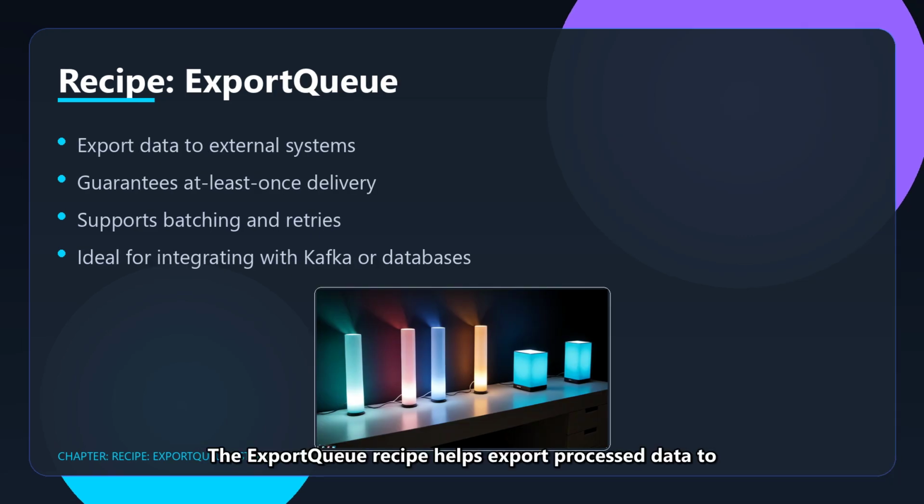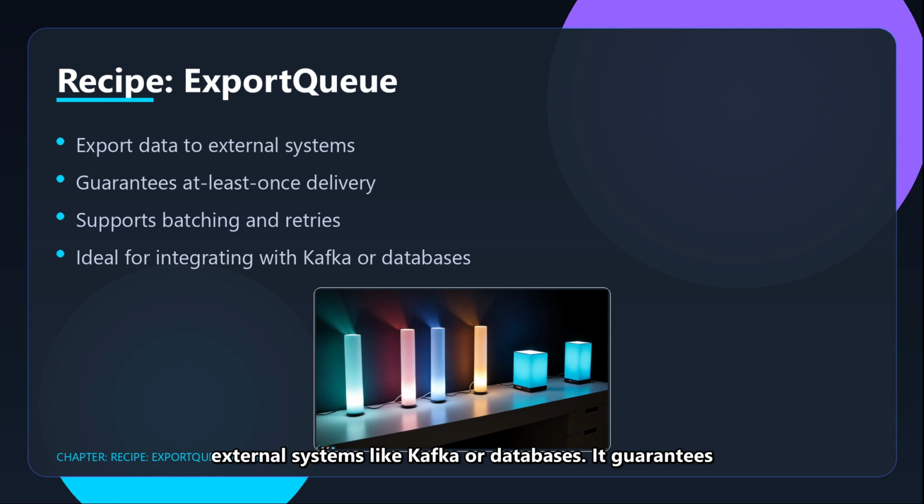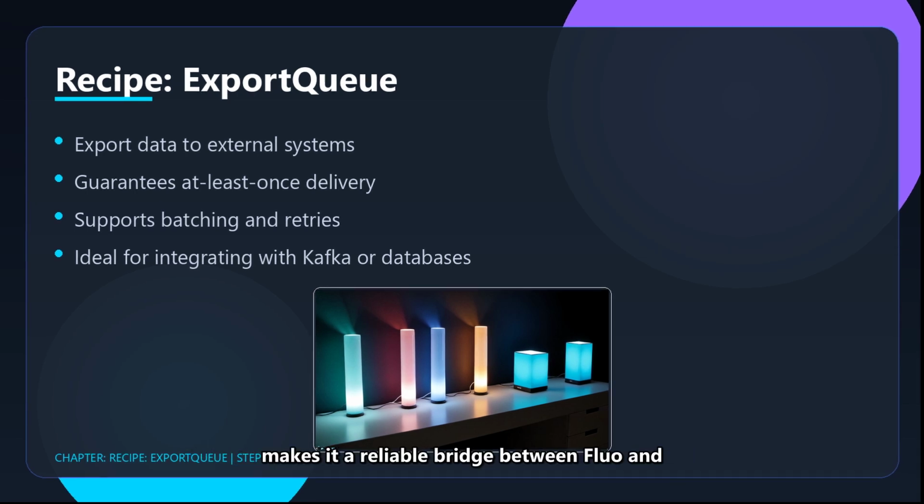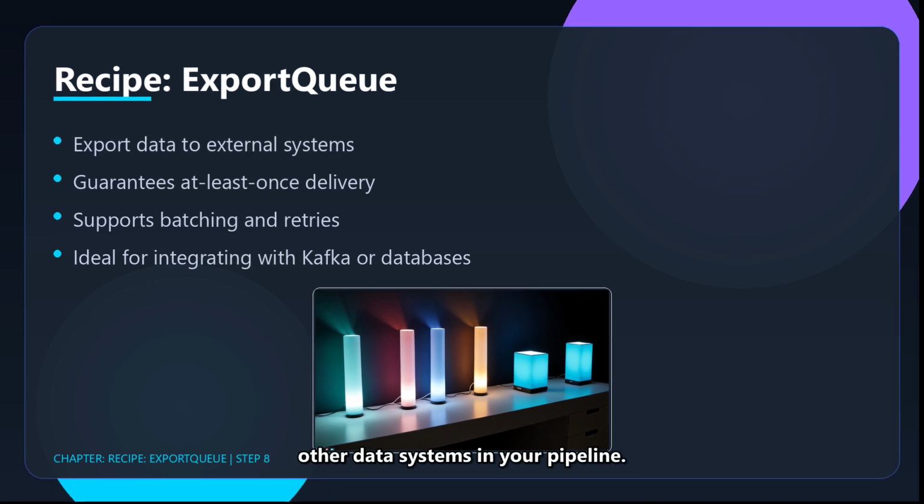The ExportQueue recipe helps export processed data to external systems like Kafka or databases. It guarantees at least once delivery and supports batching and retries. This makes it a reliable bridge between Fluo and other data systems in your pipeline.